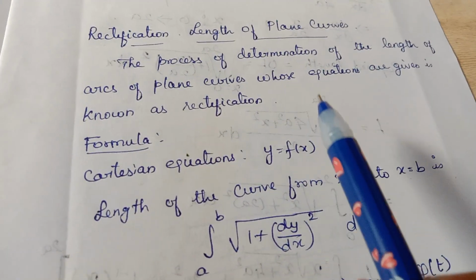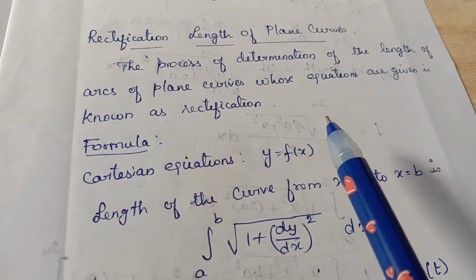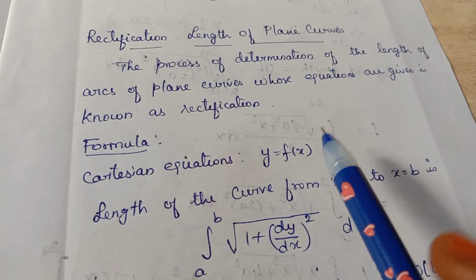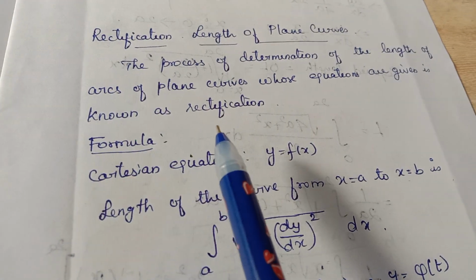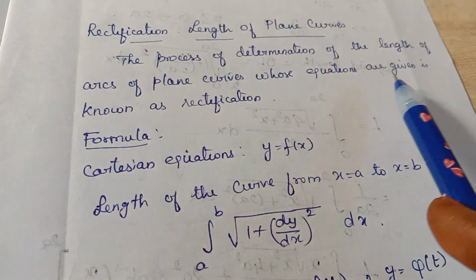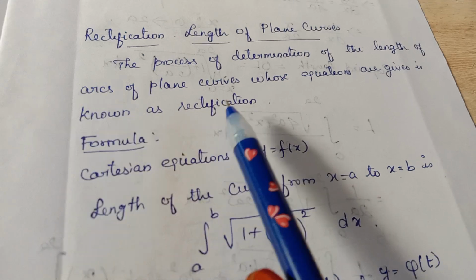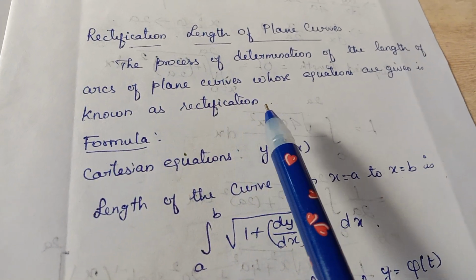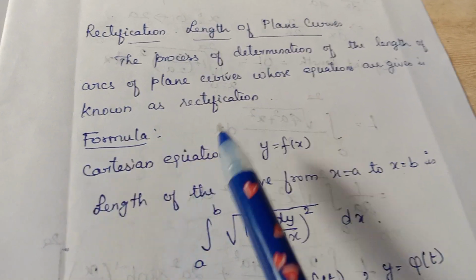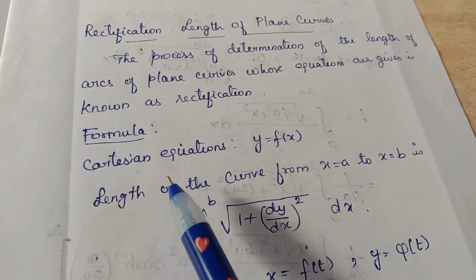That is, how to find the length of a plane curve using integration. This process is called rectification. That is, the process of determination of the length of an arc of a plane curve whose equation is known is called what? Rectification. Straight away, let me go to the formula.